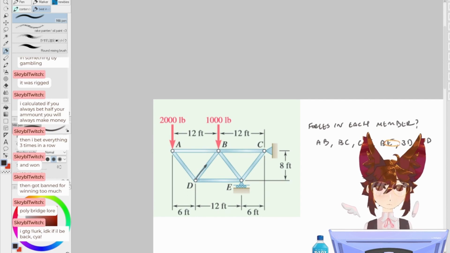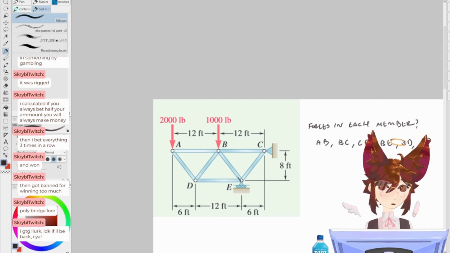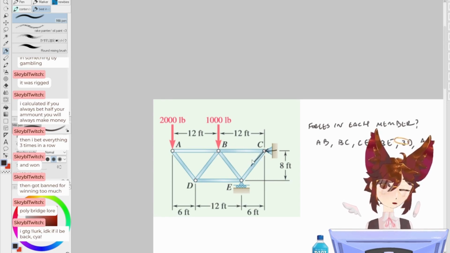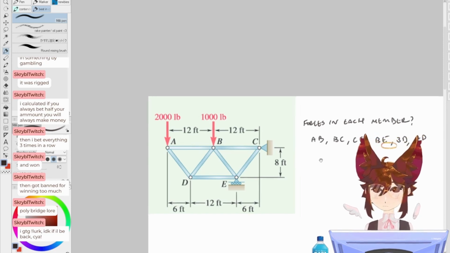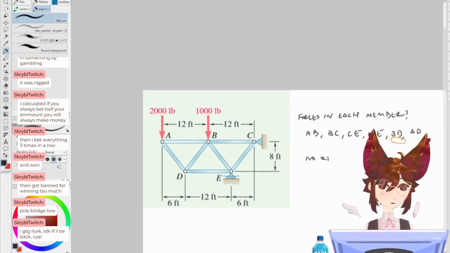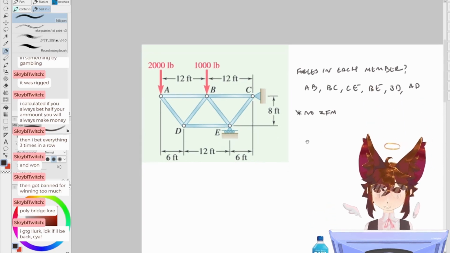This one has a top, this one has a top. Yeah, this one will exist. This one is going to have a force here. Definitely going to exist. There's 3 things coming off of it. There's 4 things coming off this one. Definitely going to exist. And this one as well is definitely... Okay, so there's no zero force members, I don't think. No ZFM. At least from what I can tell.